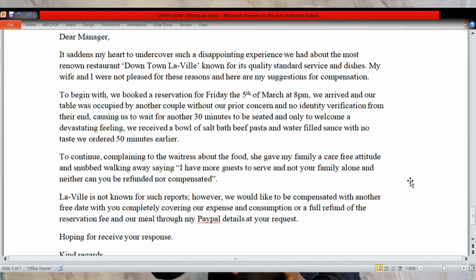Now, next is when we are talking about the service, and we are diving into the next point using transitional words and descriptive adjectives. These are descriptive adjectives being used in play. This shows your depth of vocabulary and grammar. To continue, complaining to the waitress about the food, she gave my family a carefree attitude and snubbed us, walking away saying, I have more guests to serve and not your family alone, and neither can you be refunded nor compensated.